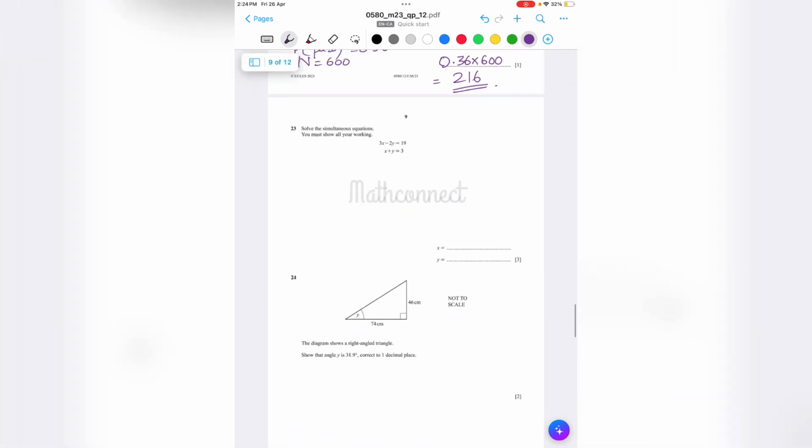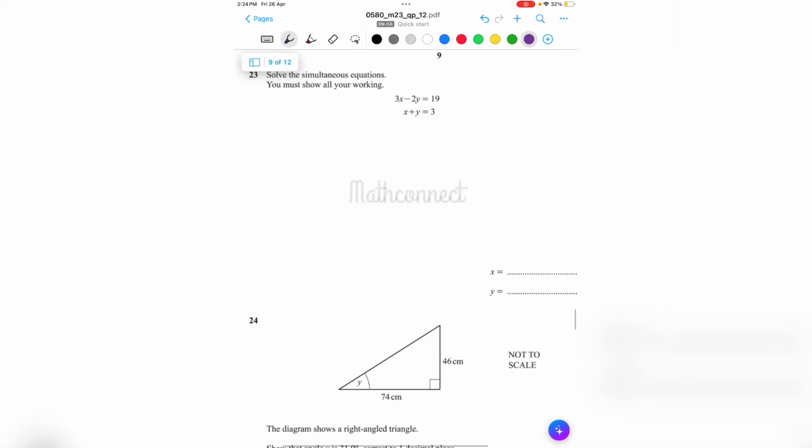Moving on to question number 23. It's a simultaneous equation. We have to solve for x and y. So to do this, either we can do substitution method or elimination method. I'm going to do elimination. So to do that, first I should make the coefficient of either x or y the same. So I'm going to multiply the second equation throughout with 3.